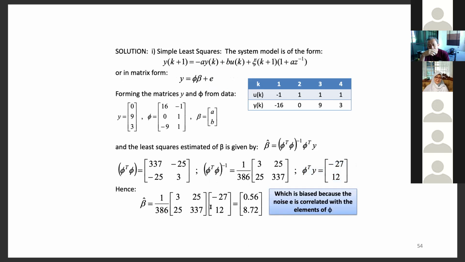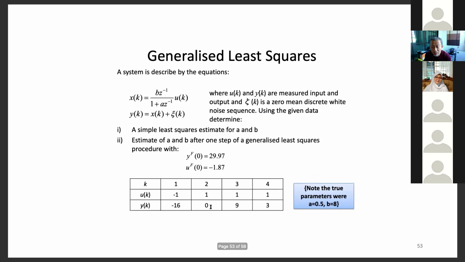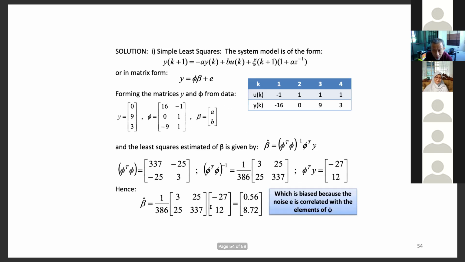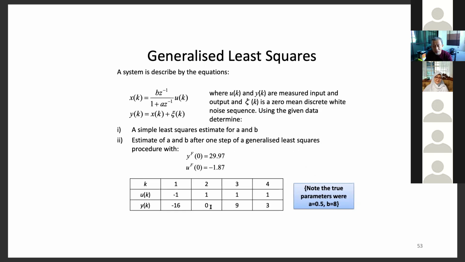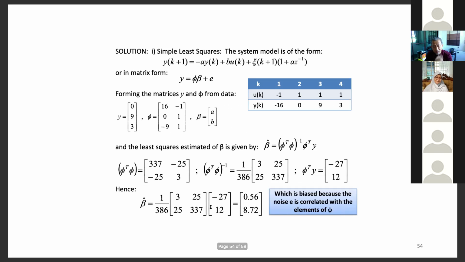Then you multiply the 3 items above together, and you will get the estimated values of A and B, which are 0.56 and 8.72, not far away from the true parameter values. The true parameter values are 0.5 and 8. The ones that we got are 0.56 and 8.72. So you can calculate the error between the prediction and the real value. The real value is 0.5 and 8, and the estimated or predicted value is 0.56 and 8.72.